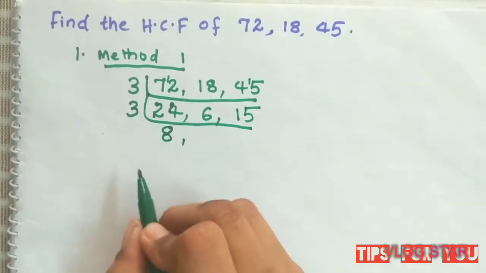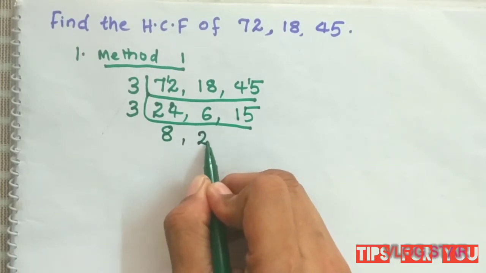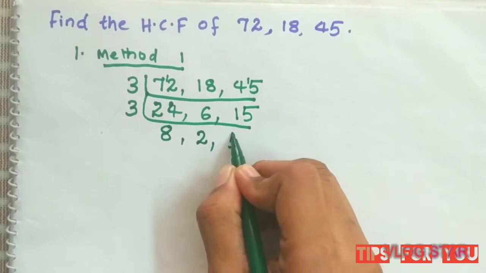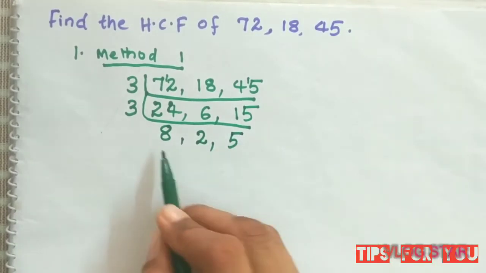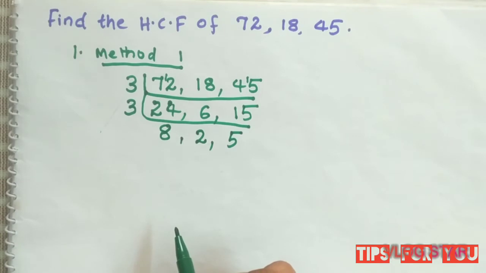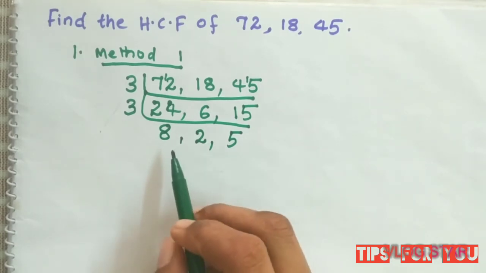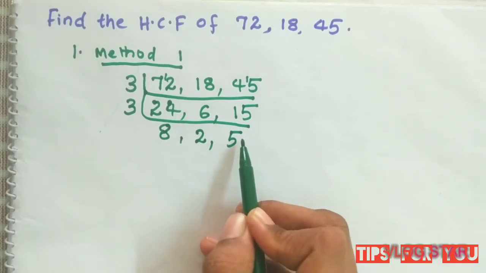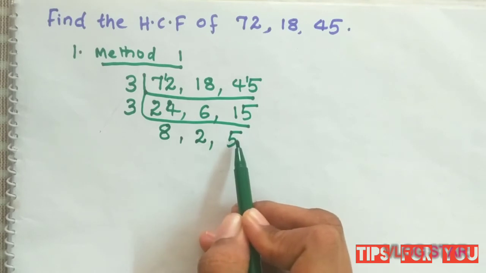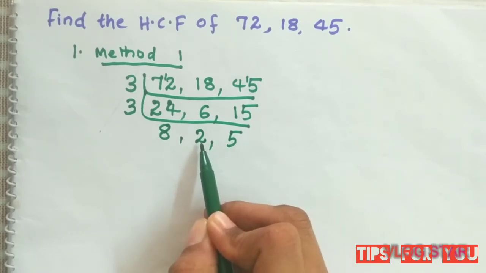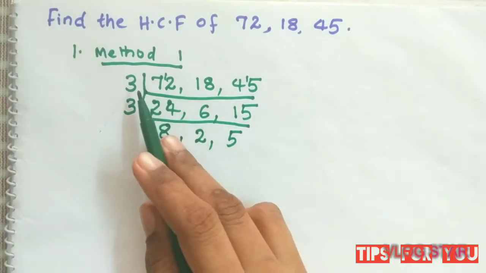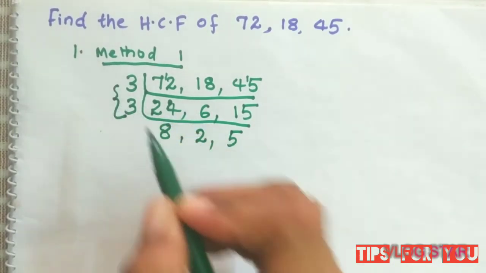In 6, how many 3's are there? 2. Then in 15, how many 3's are there? 5. So again we got 2 even numbers and 1 odd number. So we cannot divide by any divisible factor because these are not all divisible by 2, 3 or 4. It could be divisible by 5 only, but these are not divisible by 5. So we got the HCF.